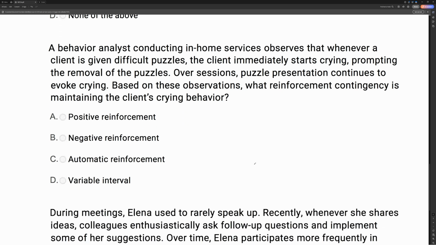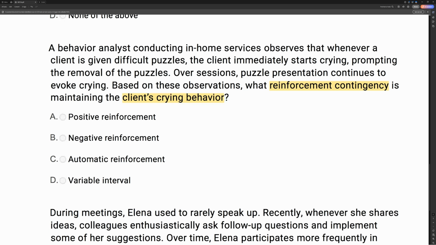A behavior analyst conducting in-home services observes that whenever a client is given difficult puzzles, the client immediately starts crying, prompting the removal of the puzzles. Over sessions, puzzle presentation continues to evoke crying. Based on these observations, what reinforcement contingency is maintaining the client's crying behavior? So we know immediately it's going to be a reinforcement contingency. Reinforcement increases behavior. And we're looking at the client's crying behavior. So if the behavior is crying, what consequence follows the crying behavior?